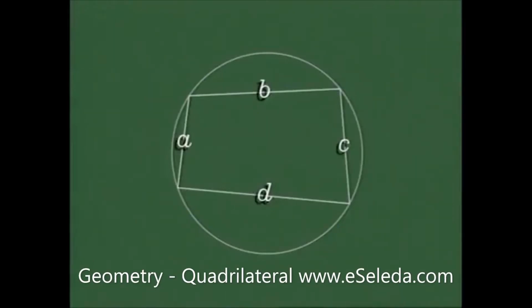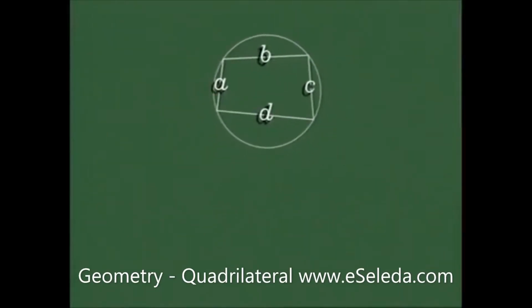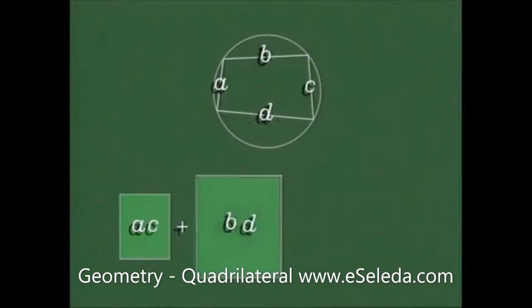Not every quadrilateral can be inscribed in a circle, but for those that can, the product of the lengths of these two opposite sides plus the product of the lengths of these two opposite sides is equal to the product of the lengths of the two diagonals.